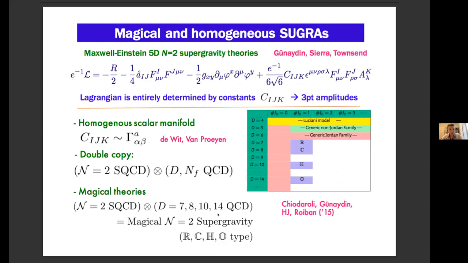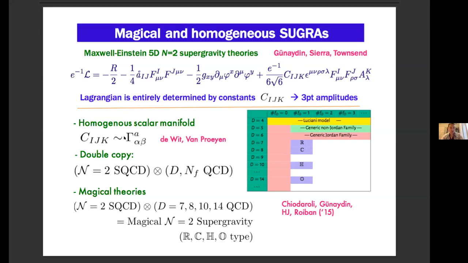Let me just say that we classified this two-dimensional space of homogeneous supergravities, which are basically given by this Lagrangian, where this Lagrangian has a free parameter, which is the C tensor, C_ijk, the totally symmetric tensor. If you pick this C tensor to be some gamma matrix in higher dimension, then you get the result of de Wit and Van Proeyen, where they classify the most general homogeneous scalar manifold. And it turns out that we can reproduce that from the gauge theory point of view.